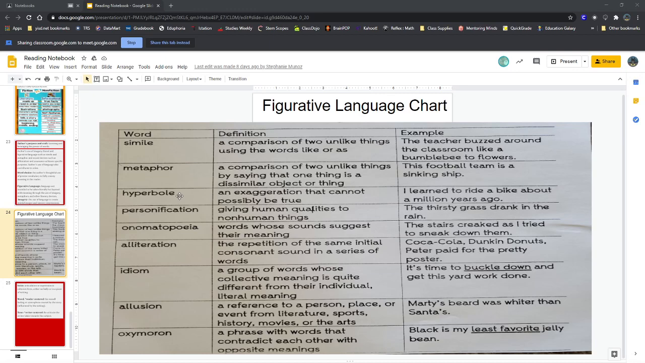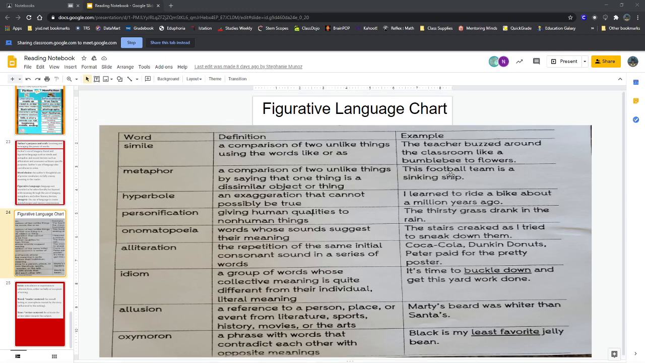Now we have a metaphor. A metaphor is a lot like a simile. Okay? It says a comparison of two unlike things, which is just like a simile, but here's the big difference. A simile will always use the words like or as. A metaphor doesn't use like, it doesn't use as. A metaphor will just call it something else. Okay? So take a look at this example. This football team is a sinking ship.